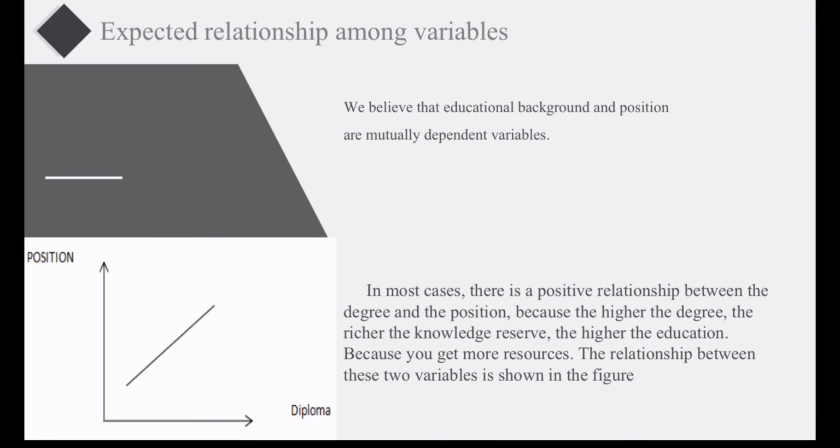About the expected relationship among variables, first we believe that the educational background and position are mutually dependent variables. And in most cases, there is a positive relationship between the degree and the position, because the higher the degree, the richer the knowledge reserve, and the higher the education, the more resources people will get. The relationship between these two variables is shown in the figure.